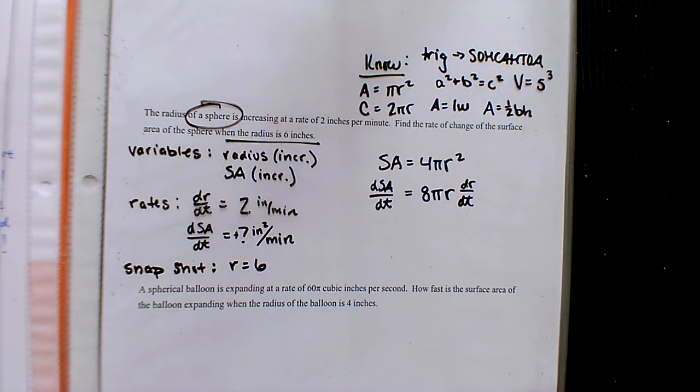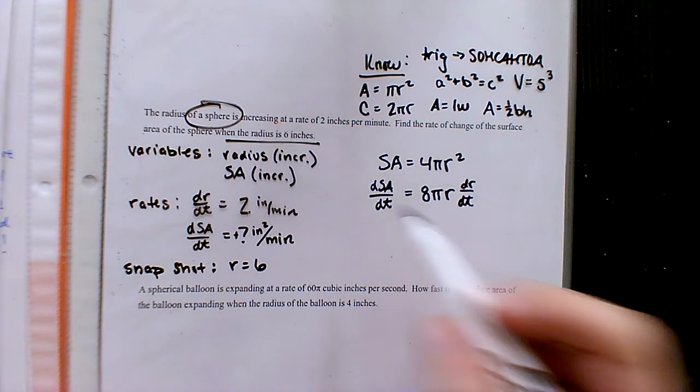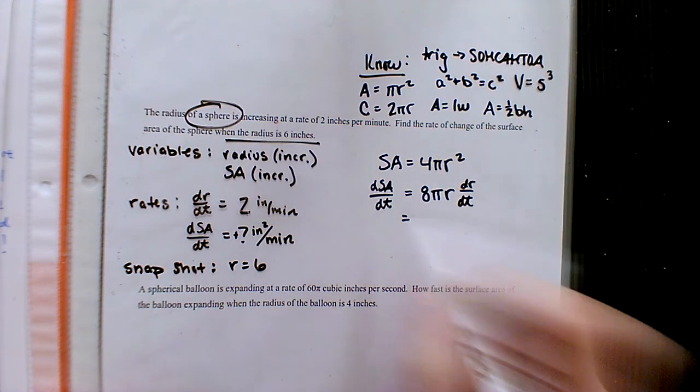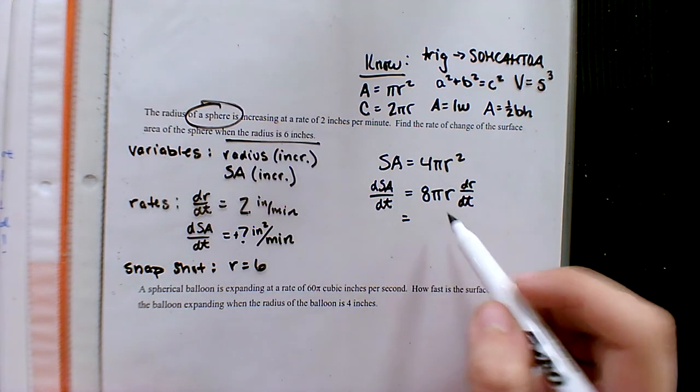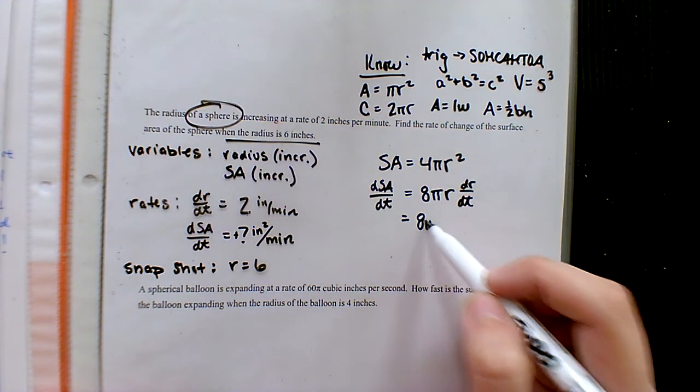All right, so we took the derivative. We're going to focus on this one point in time, this snapshot moment. We're trying to figure out the derivative of surface area, so we'll leave that blank. Do we know the radius for a point in time?